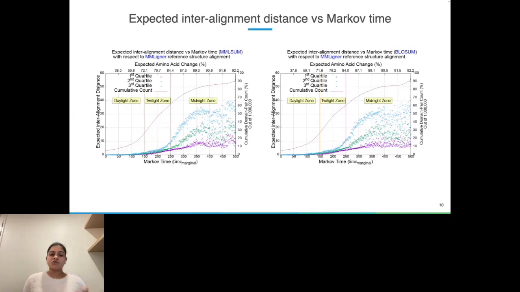We have done this with various stochastic Markov matrices, and I'm presenting a couple of them here. Independent of the models and reference alignments used, a consistent pattern is visible here. For all domain pairs with time less than 150, structure alignments agree very closely. This is evident by the low value of the expected distance and the low variance between the quartile trends. This denotes the daylight zone of inference of sequence alignments. This corresponds to pairs of sequences that have undergone an expected amino acid change less than 72%.